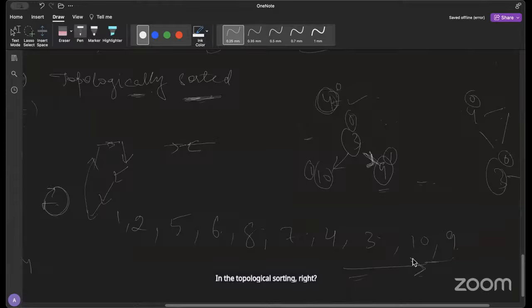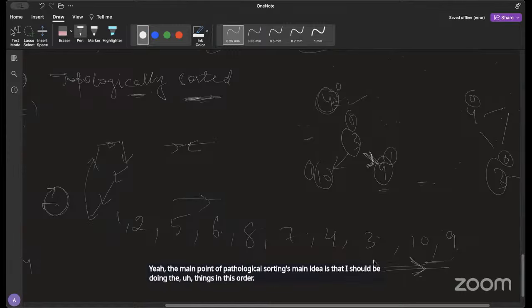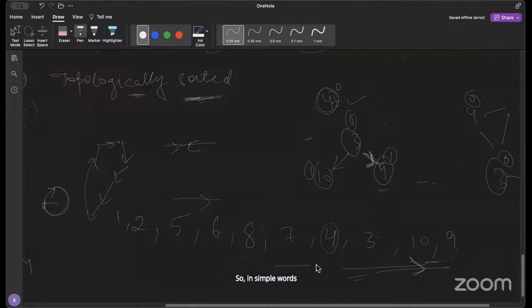The main idea of topological sorting is that I should be doing the things in this order, and then I'll be okay. That means for 4, I don't require any of the previous ones. In simple words, when you topologically sort things, you don't require 1, 2, 5, 6, 8, 7 for 4. It doesn't mean that you require 4 for everything that comes after it. Everything that comes before it is not required for 4.